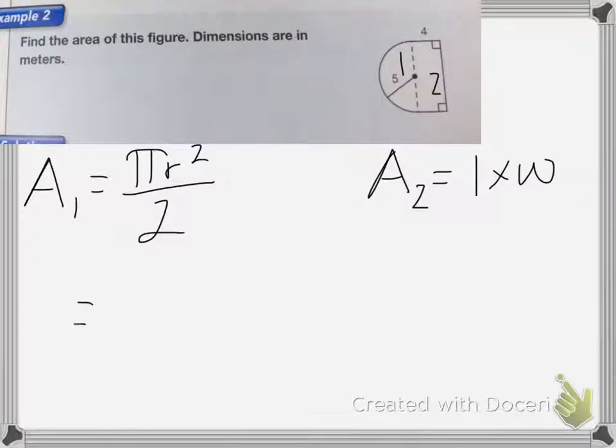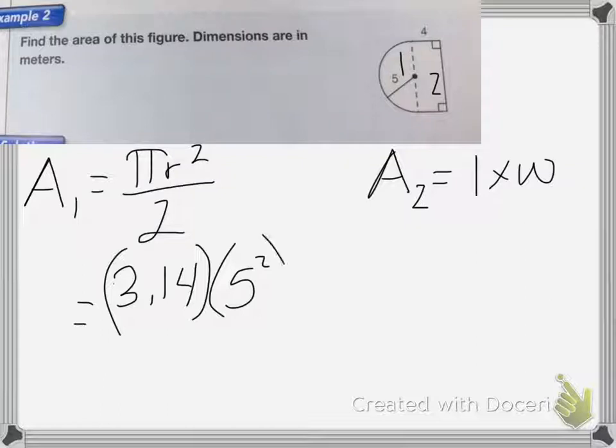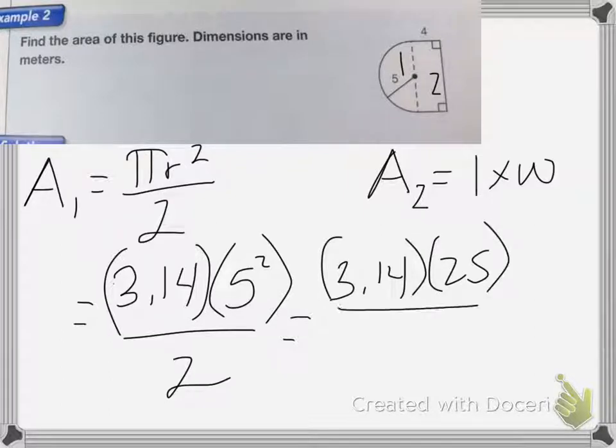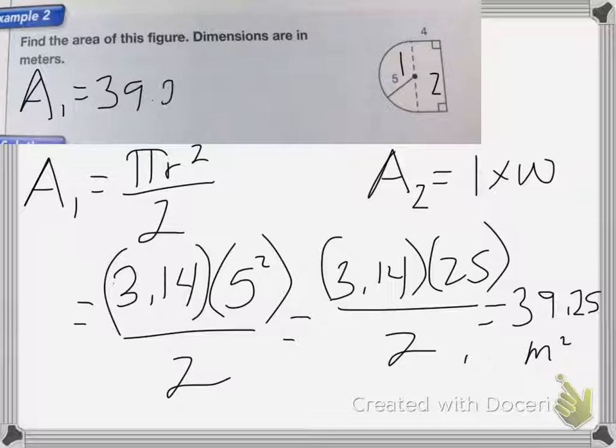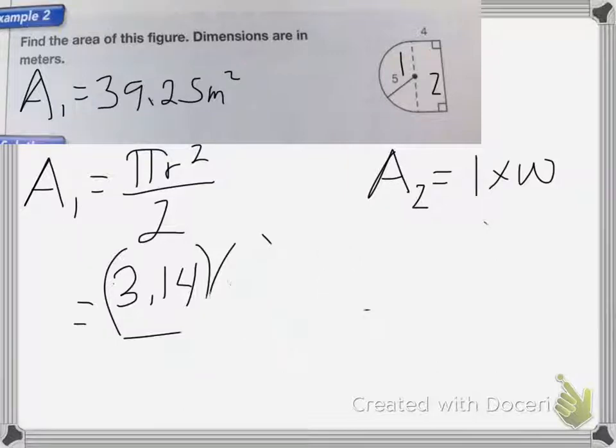Okay, so for the first part, it's going to be 3.14 times the radius squared, which is 5 squared, divided by 2. So that is 3.14 times 25 divided by 2, which will equal 39.25 meters squared. So area 1 equals 39.25 meters squared.